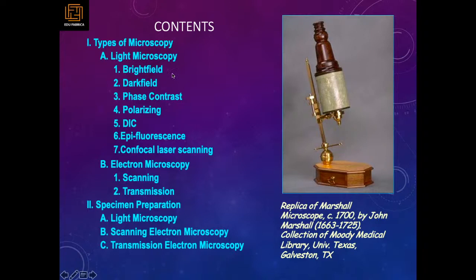So this is the contents of the microscopy that we will be discussing. We will be discussing various types of microscopy, including light and electron. Within the light, there are 7 we might be discussing: bright field, dark field, phase contrast, polarizing, DIC, epifluorescence, confocal laser scanning. Then within the electron microscopy, we might be discussing scanning electron microscope, SEM, and transmission electron microscope. Both have different principles. And then later on, we will discuss how we prepare specimens for these different types of microscopy, for electron microscopy and for light microscopy, how the specimen preparation is done.